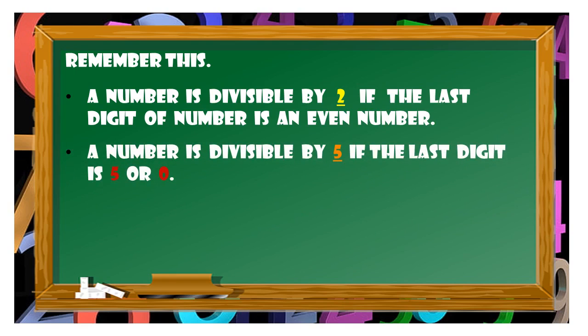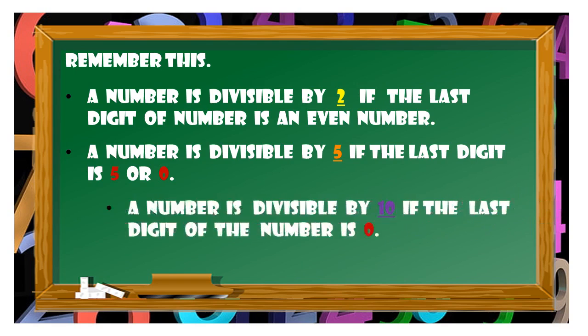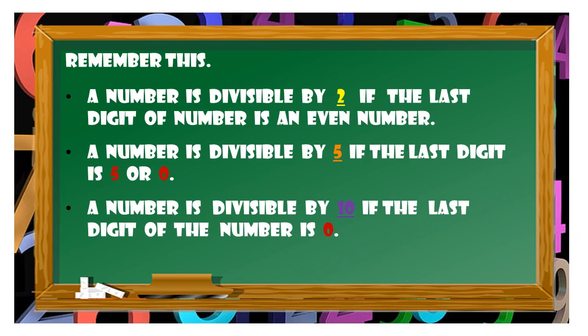A number is divisible by 5 if the last digit is 5 or 0. So, ang number, kailan natin masasabi na ang number ay divisible by 5? Kapag ang huling digit niya ay nagtatapos sa 5 o 0. A number is divisible by 10 if the last digit of the number is 0. So, kailan naman natin masasabi na ang number ay divisible by 10? Kapag ang huling digit niya ay nagtatapos sa 0. So, ito yung dapat ninyong pakatandaan.